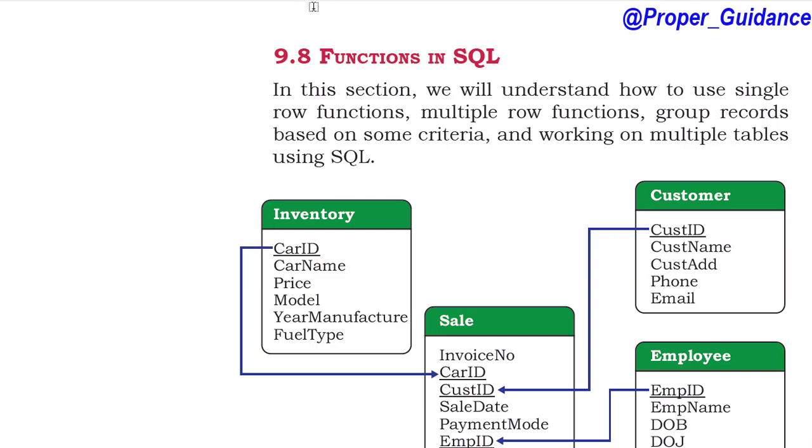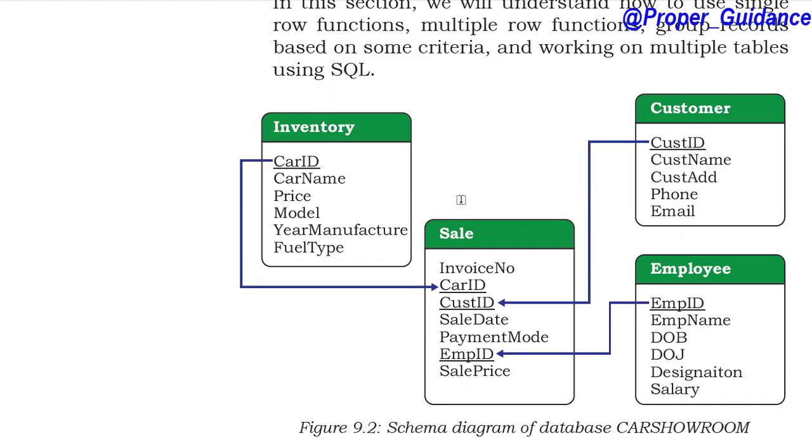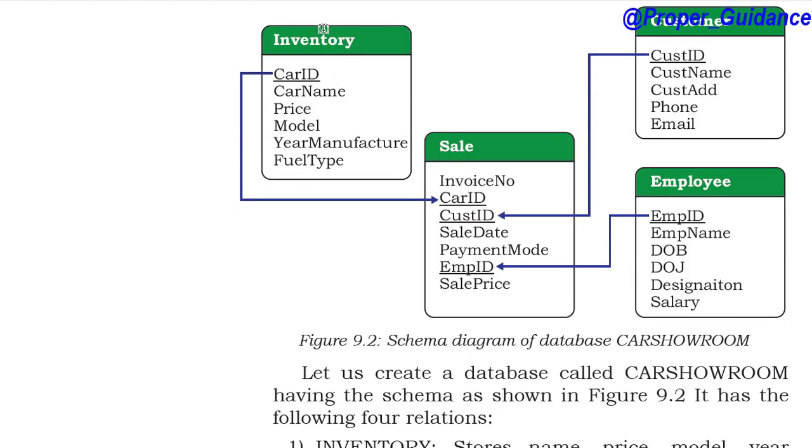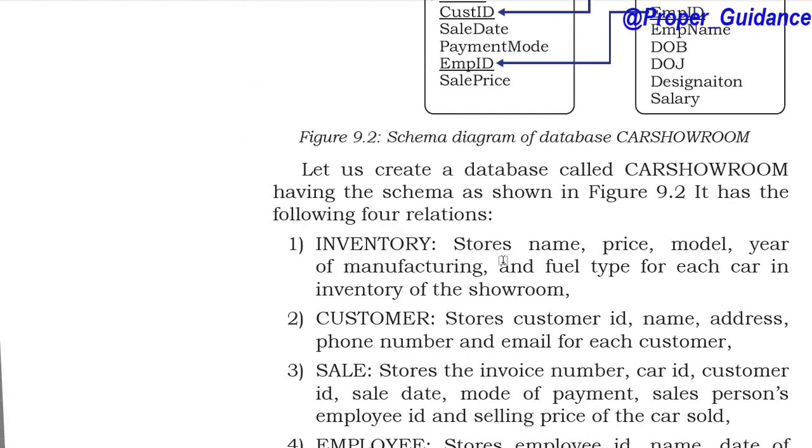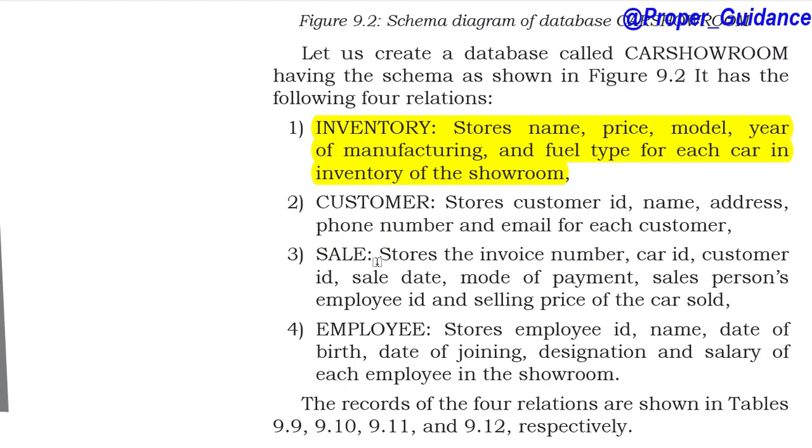And then functions in SQL. In this section, we will understand how to use single row functions, multiple row functions, group records based on some criteria, and work on multiple tables using SQL. Here are some tables: inventory, sale, customer, employee, all these things are here. Inventory stores name, price, model, year of manufacturing and fuel; showroom, customer, phone.